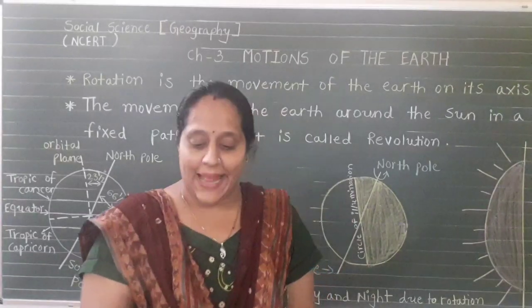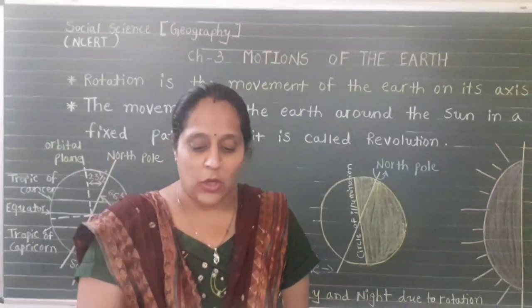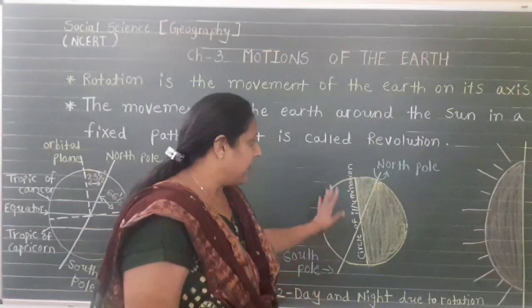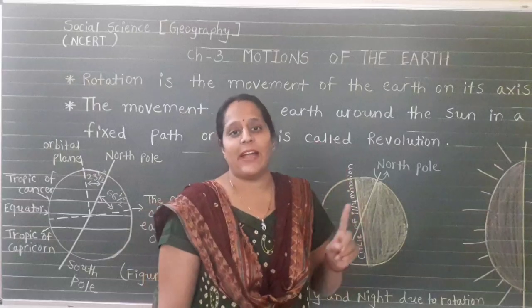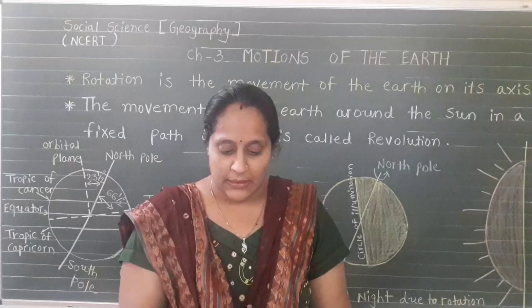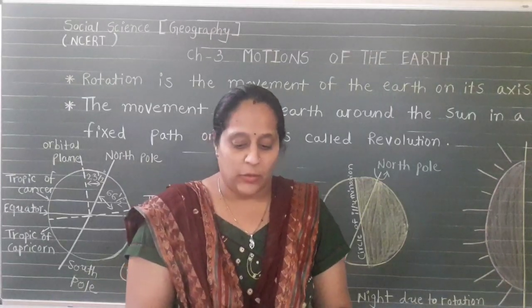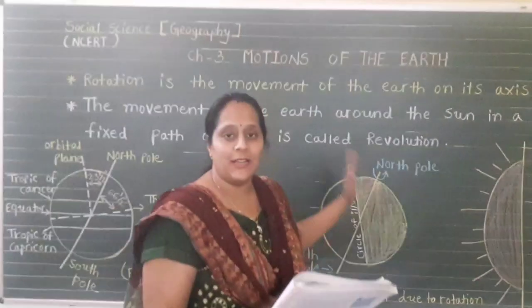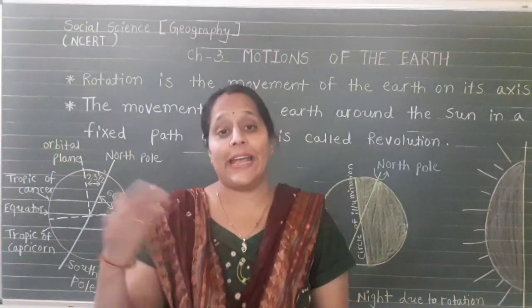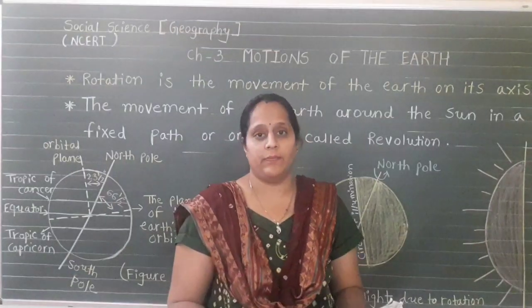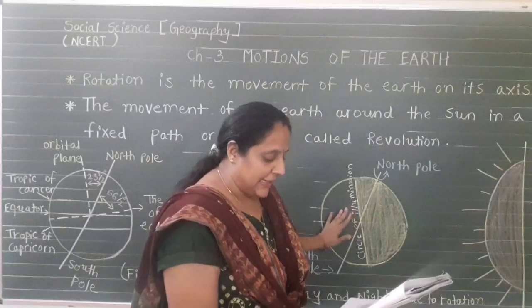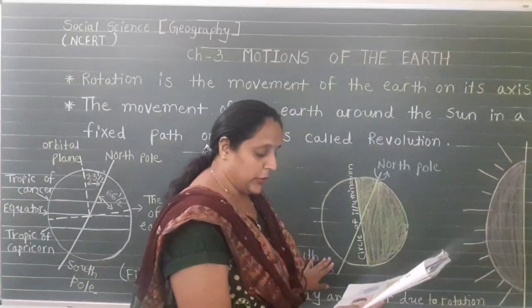The earth takes about 24 hours to rotate, which is known as the earth day. Here our earth takes only 24 hours, a single day, for rotating on its axis. So that's why it is known as the earth day. This is the daily motion of the earth. Through this diagram we come to know about day and night on the earth due to the rotation.